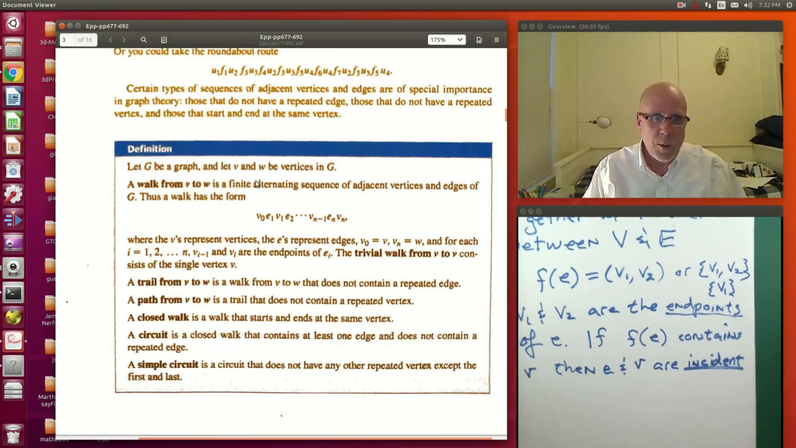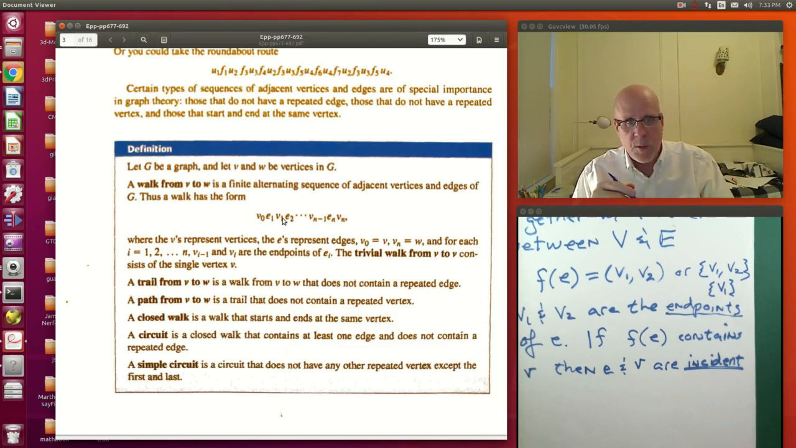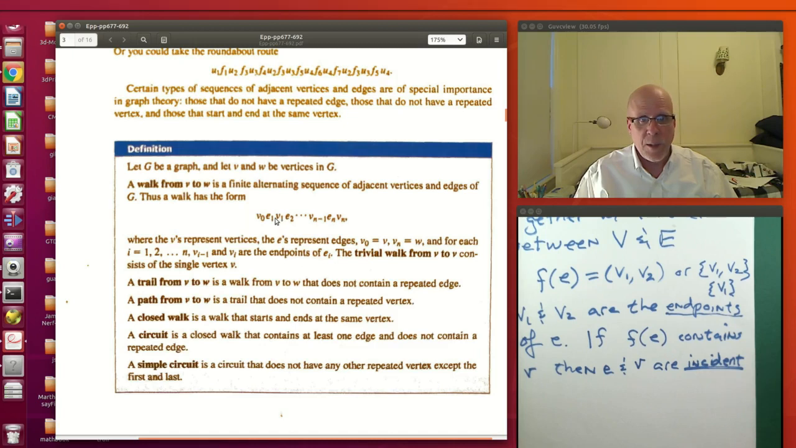A walk from V to W really consists of starting at V and going down an edge and coming to a new vertex. They're calling it V0, then edge 1, then V1, then edge 2. But you're always alternating between being at a vertex and walking along the edge that moves you to the next vertex. So you see this alternation between elements of V and elements of E, the vertex set and the edge set. Right? So we start at V0, well that has to be the original V, and we alternate through these various vertices and edges, and we end at Vn, well that has to be the endpoint, W.